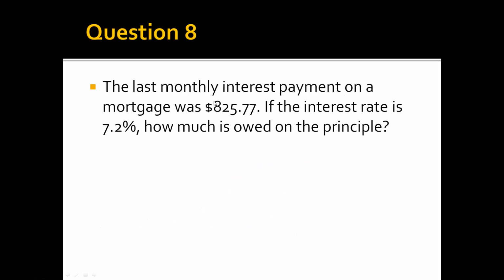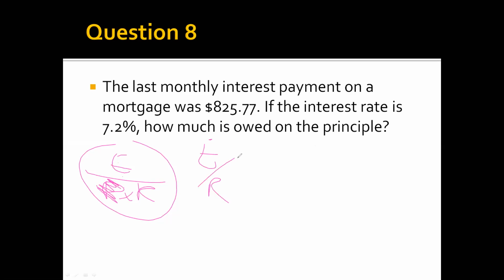We're going to draw the circle here: earnings, principal, rate, and there's a divide sign here, and there's a times sign here. And what are we looking for? We're looking for the principal, so we're looking for the P. So we have to do earnings divided by rate. And what are our earnings? Now, here's the trick.